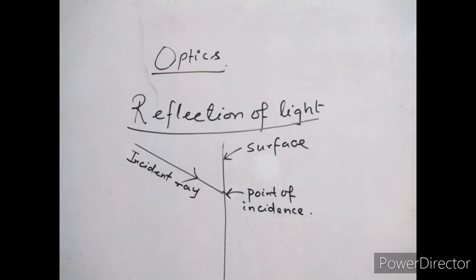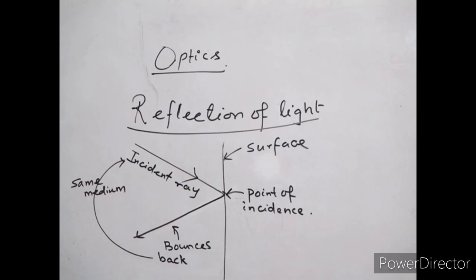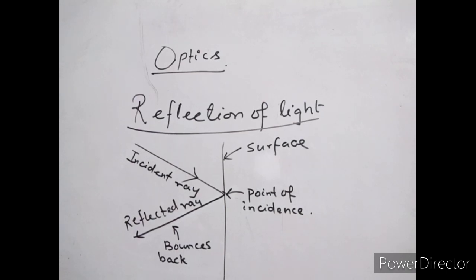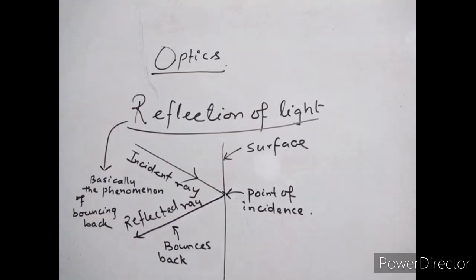at the point of incidence. From the point of incidence you get a reflected light ray, a light ray which bounces back into the same medium from which the incident light ray had approached onto the reflecting surface. And the reflected ray, as it is bouncing back, so basically reflection is the phenomenon of bouncing back. And bouncing back, because we are considering optics, obviously we are considering the bouncing back of the light rays.